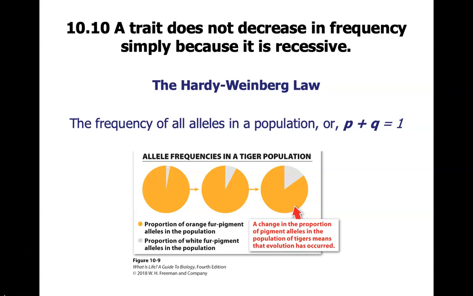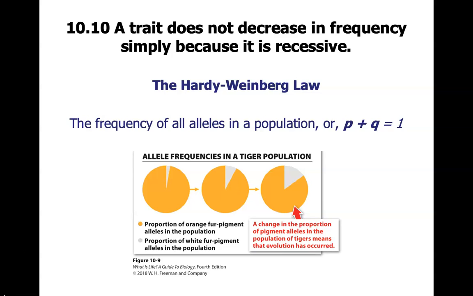And so you can use something called the Hardy-Weinberg law and the Hardy-Weinberg equation to calculate allele frequencies at a given point in time and then calculate them again after a suspected evolutionary event and determine whether or not they have changed. Now, the basis of this law is that the frequency of alleles in a population always equals 1.